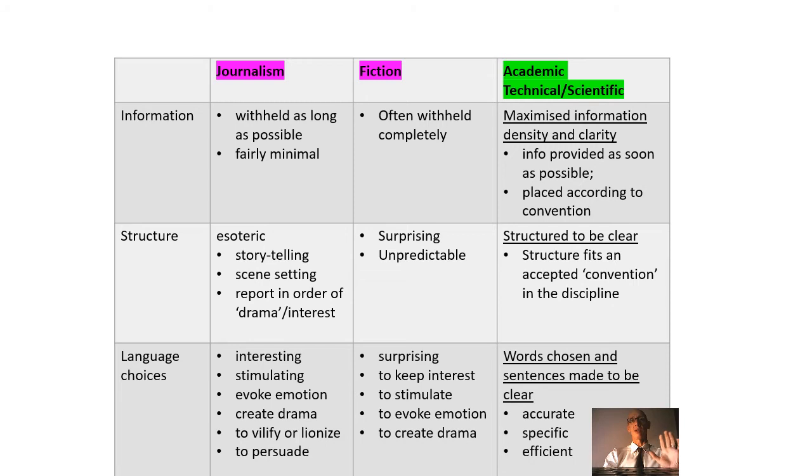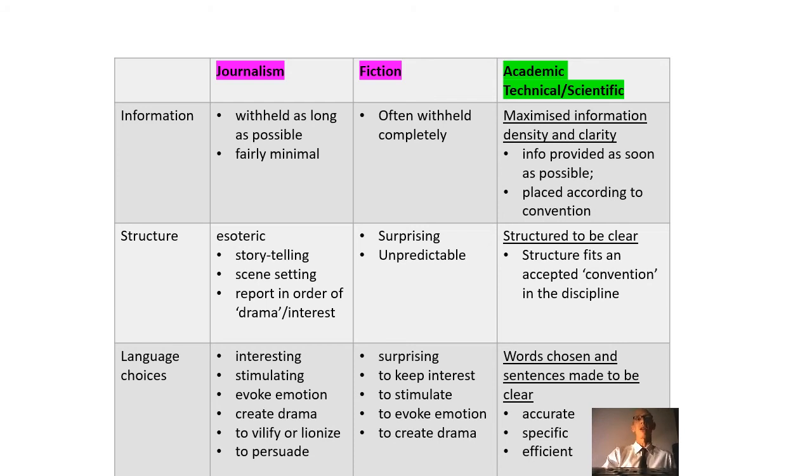In academic, technical, and scientific writing, information is everything. So you need to include all the relevant information, which is a massive amount. So there's information density, but it also must be clear. That's challenging. It's a bit of an art. But if you read good academic writing, you can see how it's done and you'll get it. Provide information as quickly as possible. Don't withhold it. And place that information in the order according to the convention of your discipline. That's what you have to do.